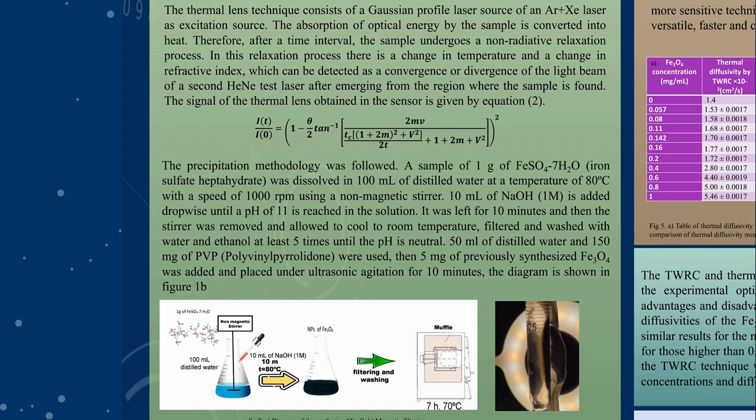And another laser is called the test laser. After passing through the region where the sample is found, the lens signal obtained in the sensor is given by equation 2.